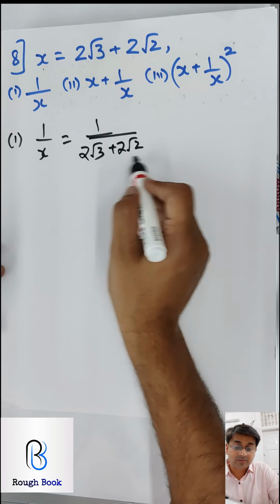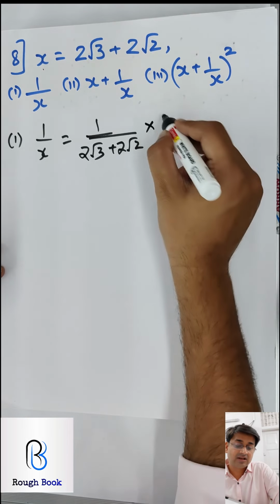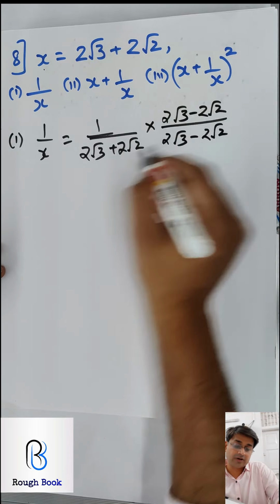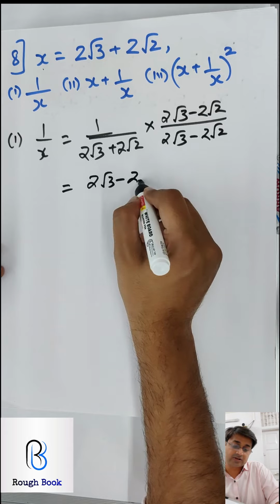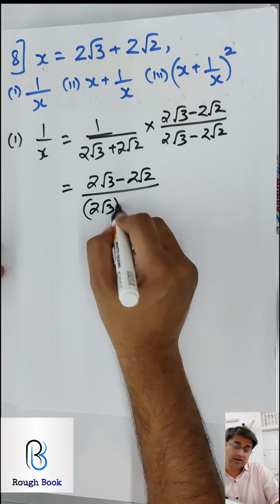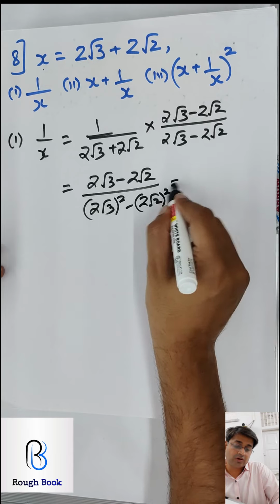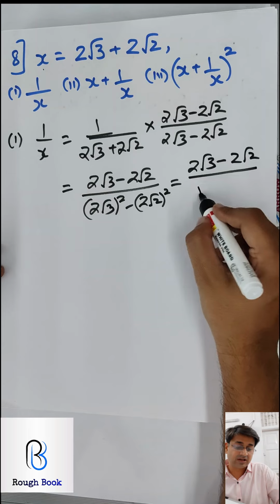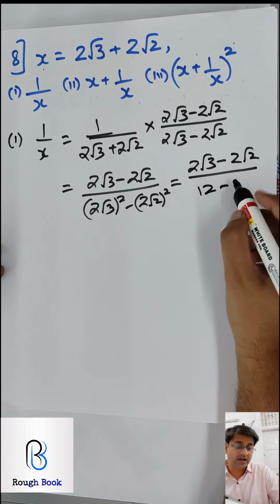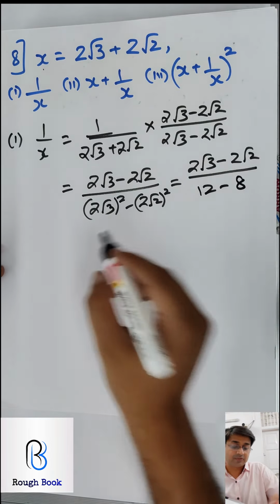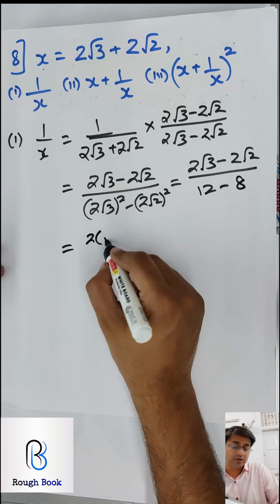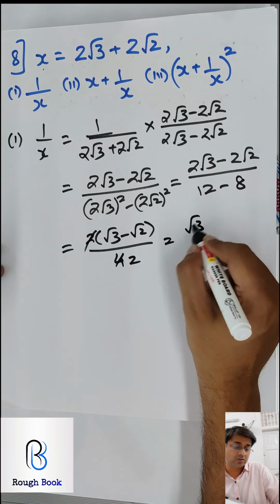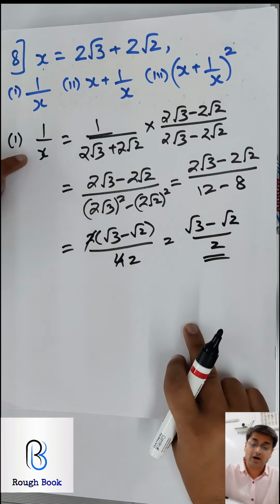No. Your 1 by x will be once you rationalize this. So 2 root 3 minus 2 root 2. Now take this forward. So you will get 2 root 3 minus 2 root 2 upon 2 root 3 the whole square minus 2 root 2 the whole square. So that is 2 root 3 minus 2 root 2 upon 2 square, 4 3s are 12, and 2 square, 4 2s are 8. So that is 4. Okay. So I can pull out 2 common in the numerator, root 3 minus root 2 upon 4. So 2 ones are 2, 2 2s are 4, so root 3 minus root 2 upon 2. This is 1 by x.